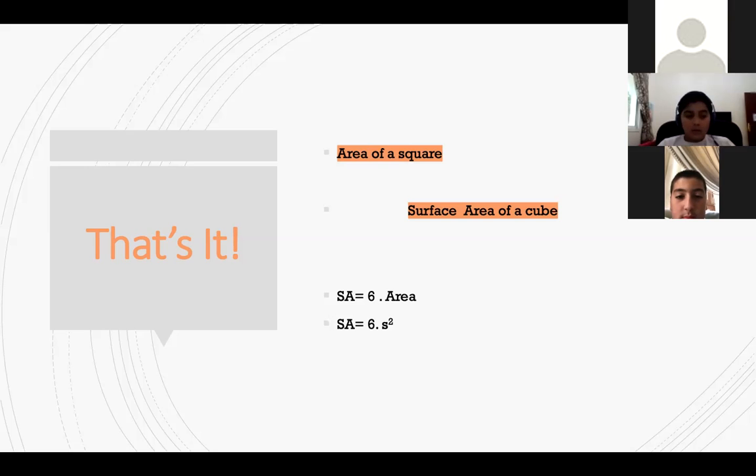So that's it. The area of a square, we look it up, we calculate it. Then to find out the surface area of a cube, we multiply 6 by the area of a square. Clear for everyone? Yes. Yes.